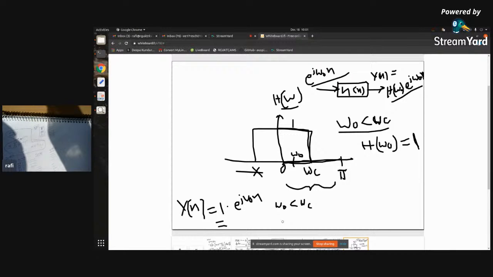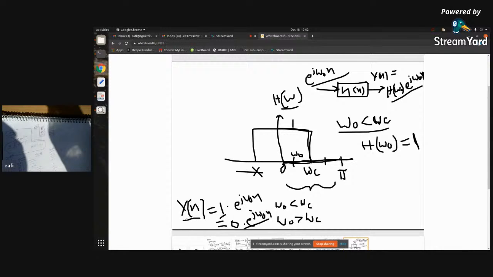If omega naught is greater than omega c, somewhere here, now omega naught is greater than omega c, h of omega is 0 here. This is 1, this is 0. So h of omega is 0, and here 0 into e power j omega naught n will come, which is 0 only.